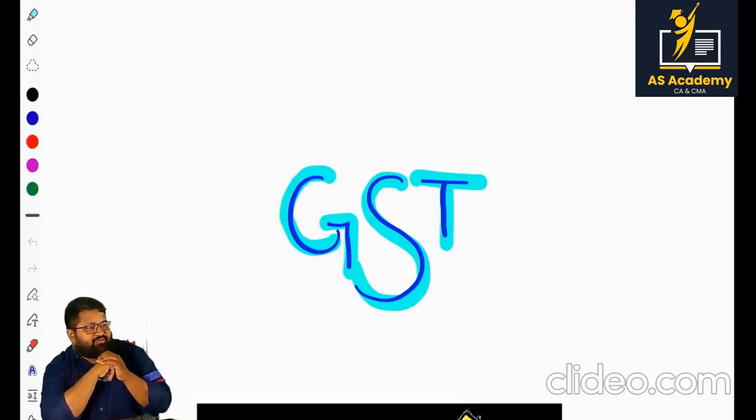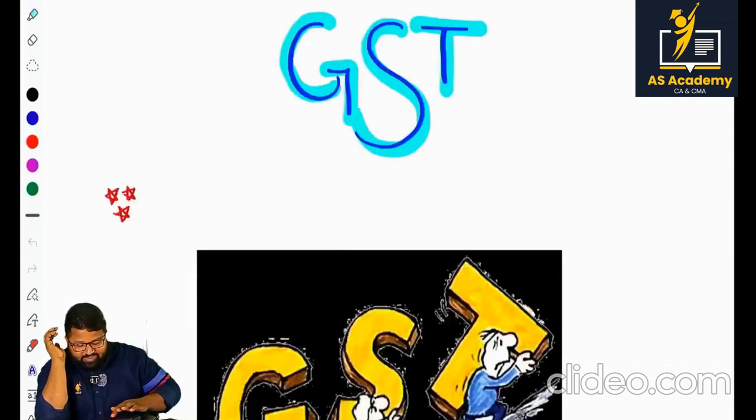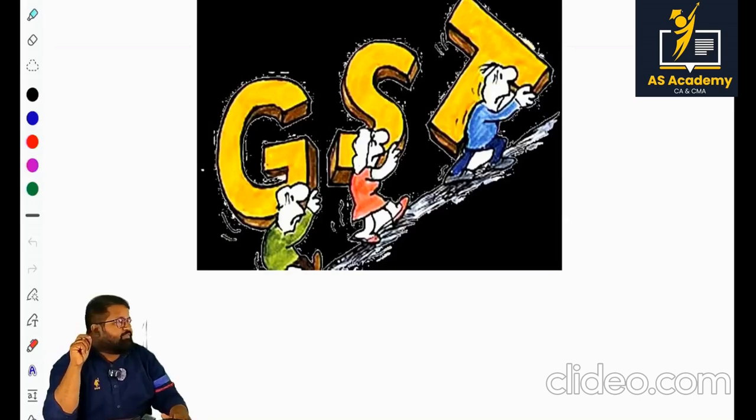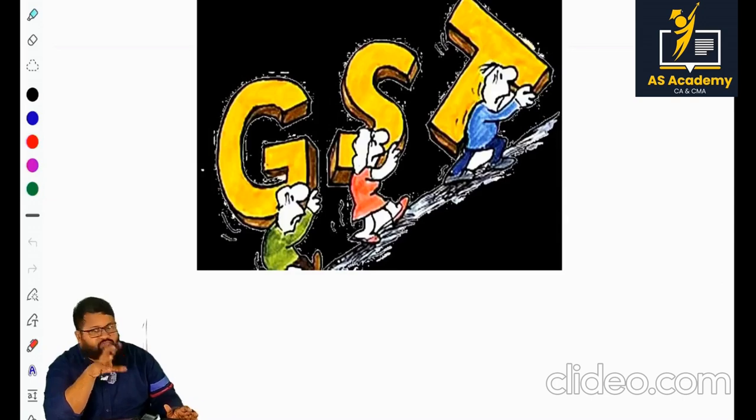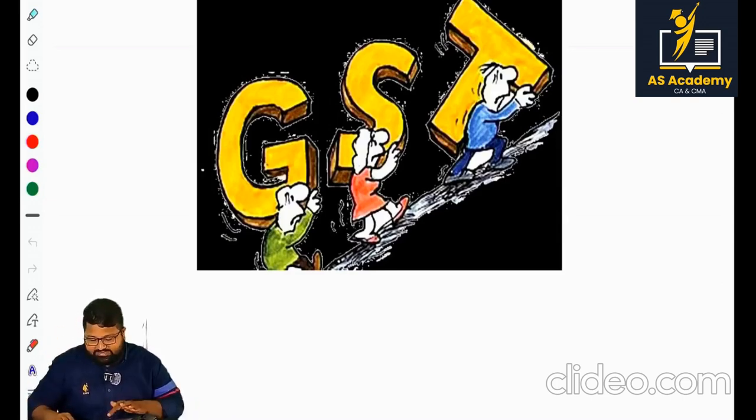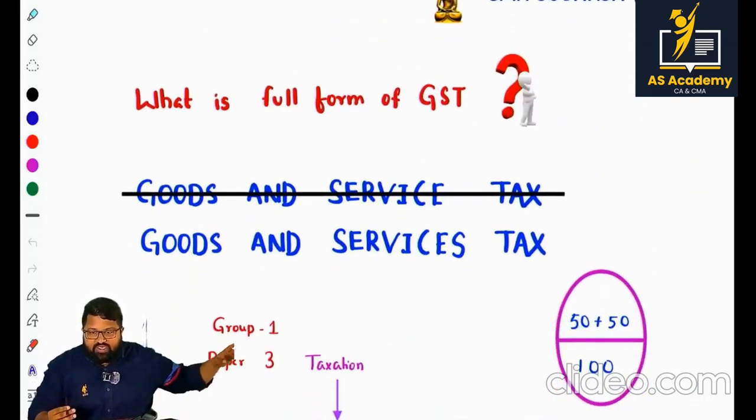Okay. So, for example, shall we? What is the full form of GST? Goods and Services Tax. Other guys may give different things. We are into the CA and CMA fraternity. We have to give the correct meaning. What is the correct meaning? Goods and Services Tax. Okay, that is also given there itself.